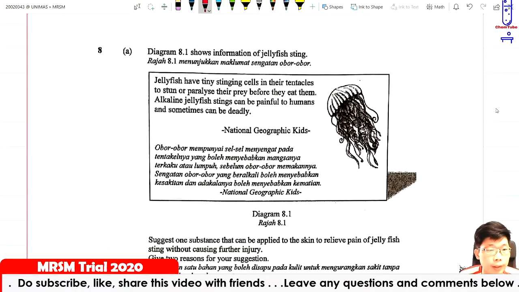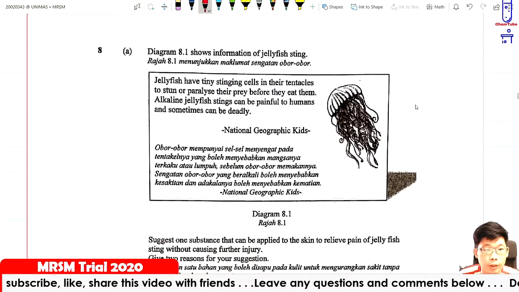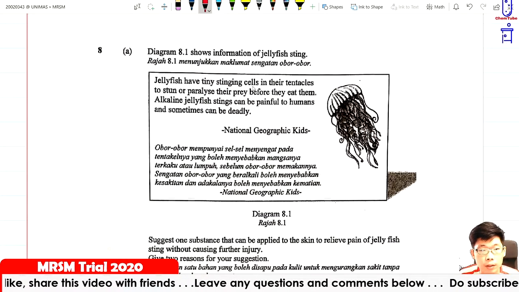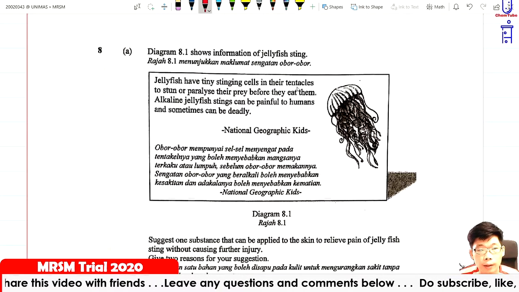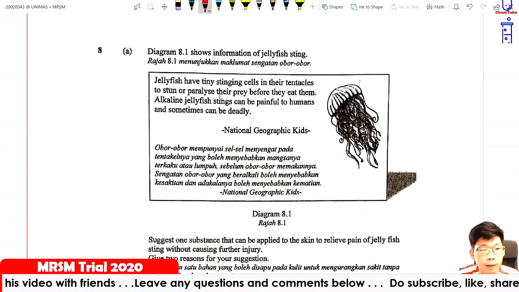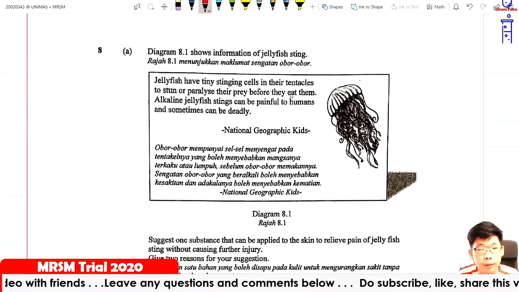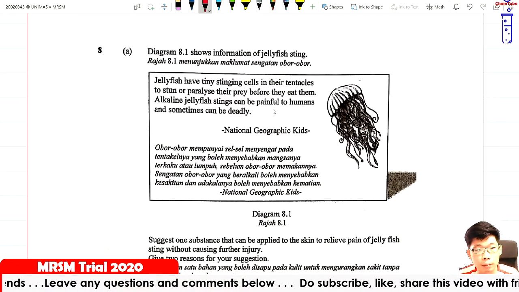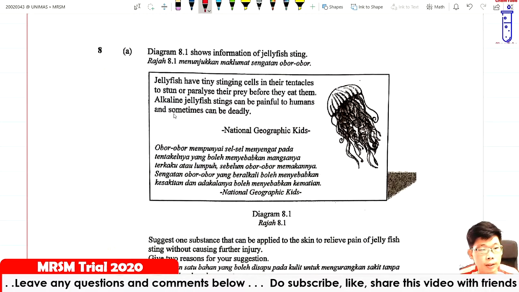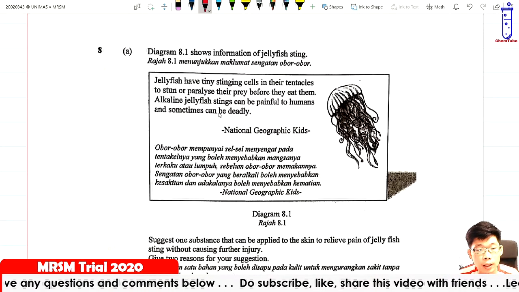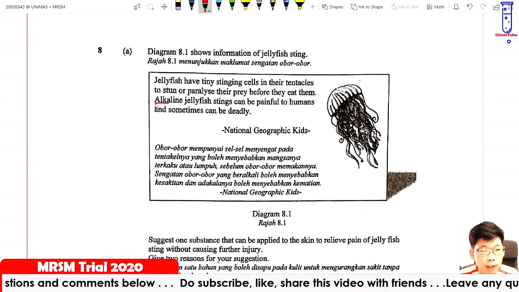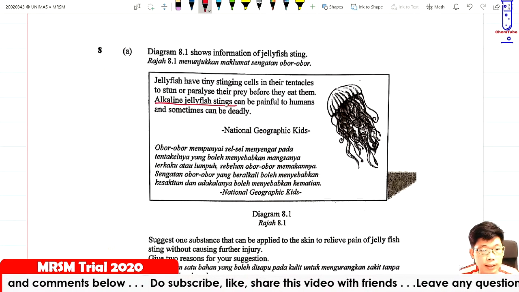Okay, diagram 8 shows the information about the jellyfish sting. Jellyfish have tiny stinging cells in their tentacles to sting or paralyze their prey before they eat them. Alkaline jellyfish stings can be painful to humans and sometimes can be deadly. So we know that the jellyfish sting is alkaline.